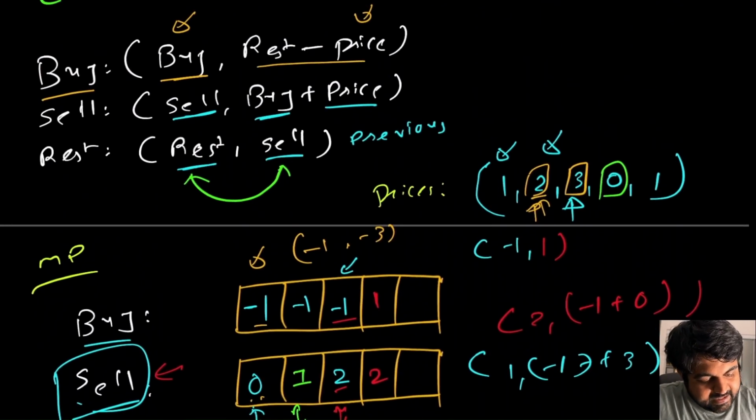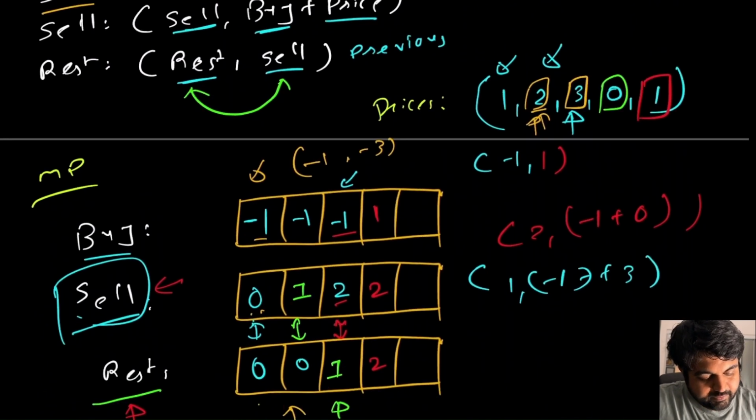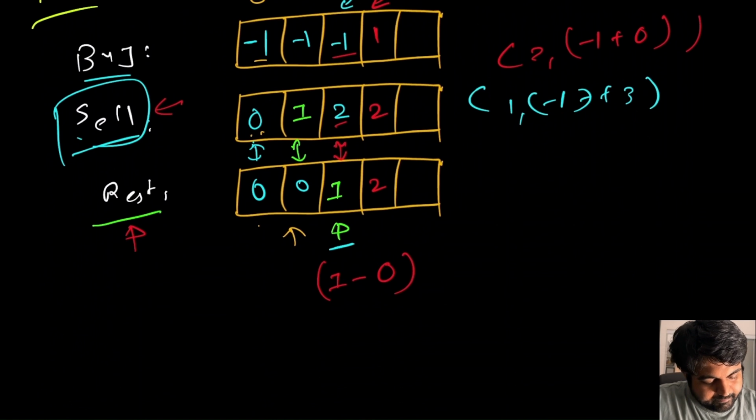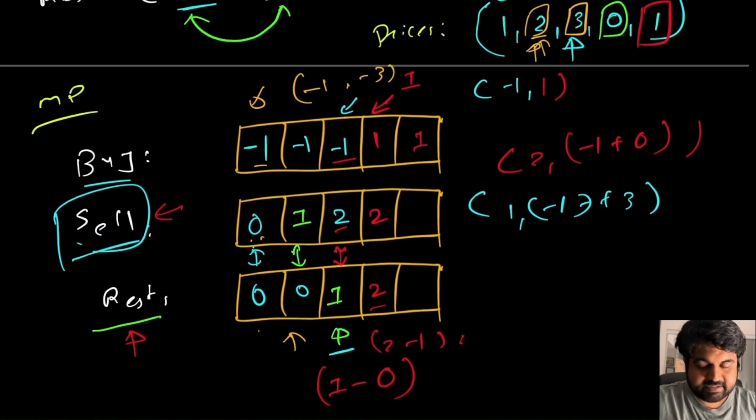Now for the very last day, the value is 1. So if the value is 1, we are comparing these two values, so the first value is 1 and the second value we are comparing is 2 minus 1, so both values are 1, so we can make a maximum profit of 1, so we'll just leave 1 as it is.